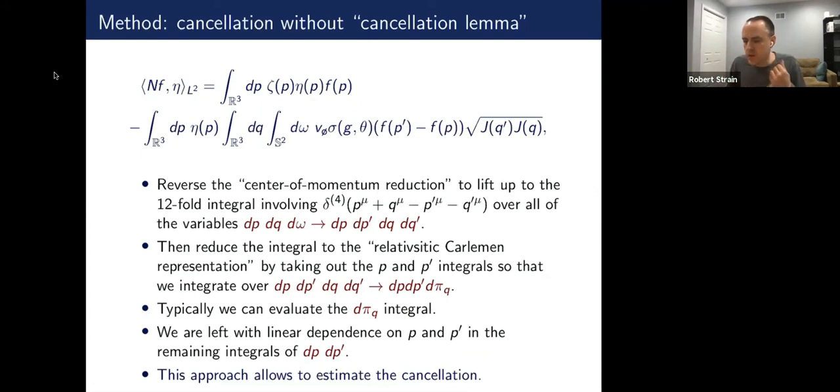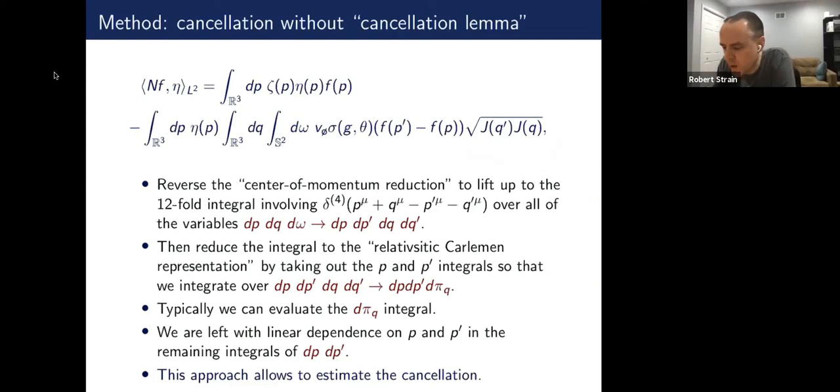So then you have the integral, so then you minus the integral dp of eta p times dq times integral d omega. Then you have this kernel. Then you have f of p minus f of p prime, and then you have some Maxwellian equilibriums here, the square root of j of q prime. This is just what you would get. And the Maxwellian equilibriums are good.